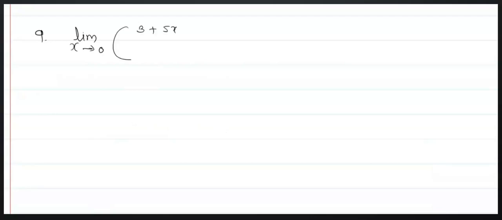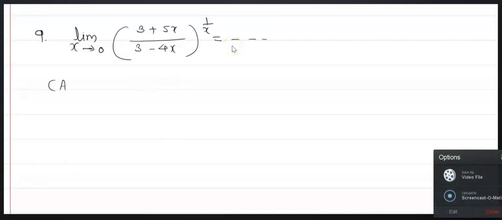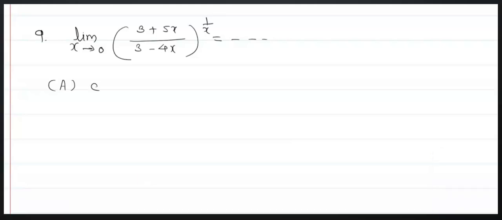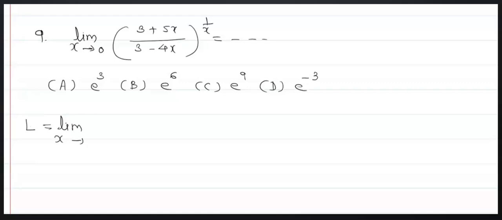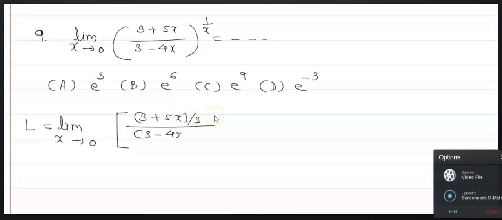Limit x tends to 0, 3 plus 5x upon 3 minus 4x whole bracket raised to 1 upon x. The answers are e raised to 3, e raised to 6, e raised to 9, e raised to minus 3. Limit x tends to 0, 3 plus 5x upon 3.